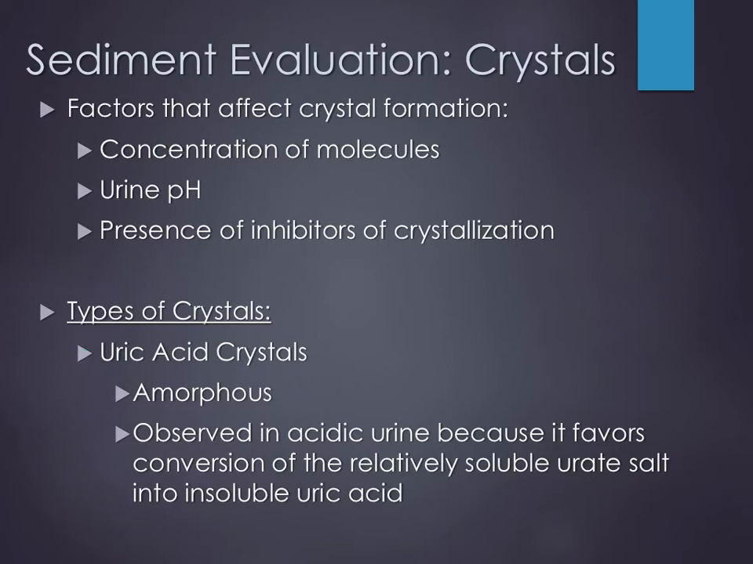These are amorphous, and they're observed in acidic urine because it favors the conversion of the relatively soluble urate salts into insoluble uric acid. These are going to be seen in people who have gouty arthritis and typically high levels of uric acid in their body. So if you have a patient who has gout often and gets kidney stones, chances are they probably have uric acid crystals.